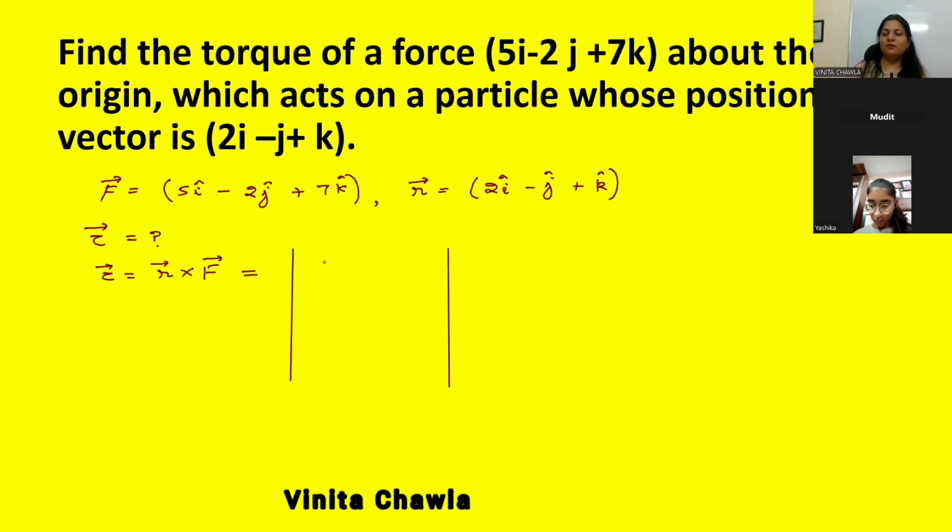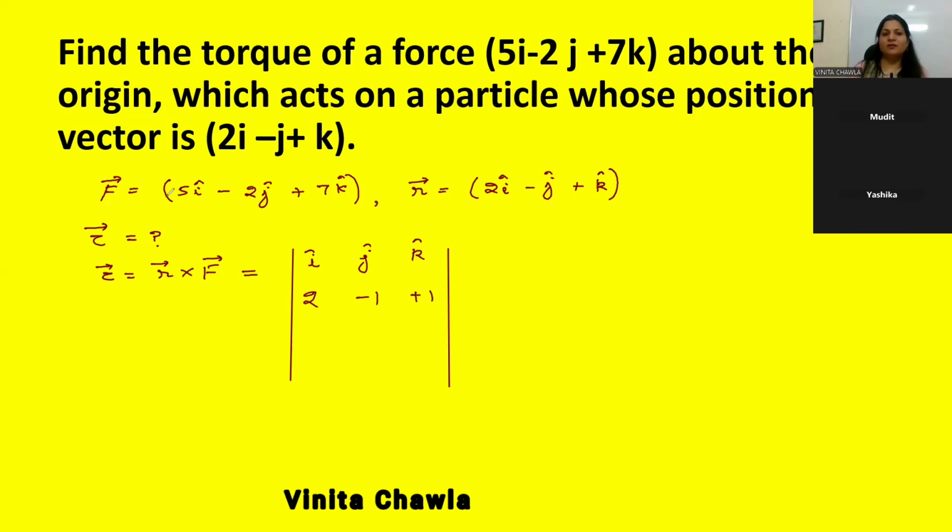How do we find vector product? In the first row, we write all the unit vectors that we have. In the second row, we write the coefficients of the X component, Y and Z component of vector R. It's 2, -1 and +1.